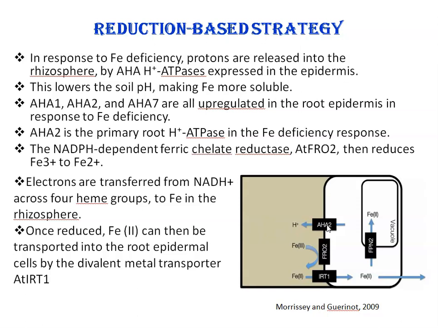So, AHA2 is the primary root proton ATPase in the iron deficiency response, right? So, it releases protons in the rhizosphere, right? The expression level of AHA2 is the highest among the three, meaning AHA1, AHA2, AHA7, right? And only the loss of AHA2 was found to reduce rhizosphere acidification during iron deficiency.